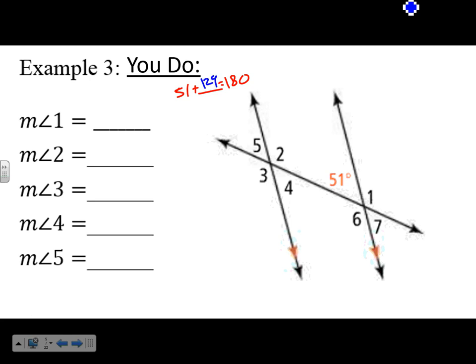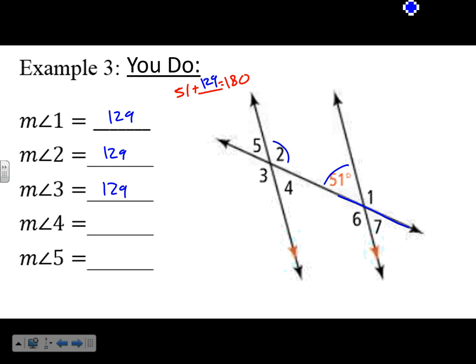So every angle that we're going to find is either 51 or 129. So angle 1 is 129. Again, it is a linear pair with those. Angle 2 is 129 because they're same side interior, which means they're supplementary. They're not congruent. Obviously, they're not congruent if you look at it. Angle 3 is going to be 129.